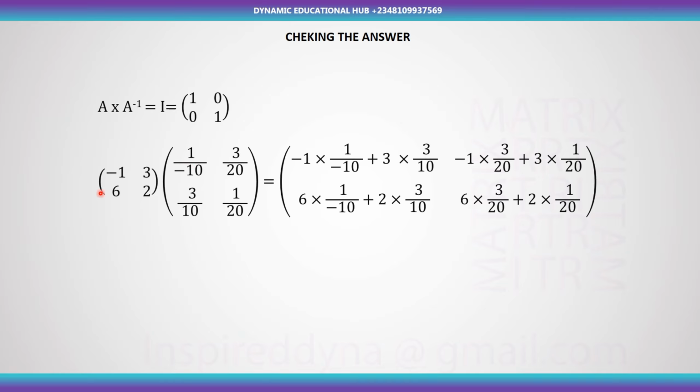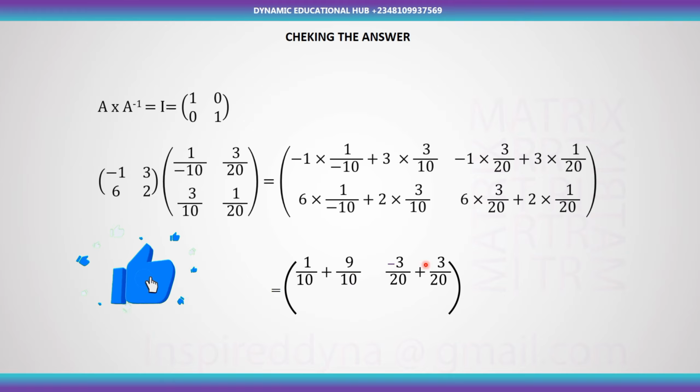If you haven't watched my video on vector multiplication, watch it. And that is what I've done here. I've multiplied this with this. So we are going to get this. So if we compute this value, what are we going to have? We are going to have 1 over 10 plus 9 over 10. This one becomes 9 over 10. This one becomes minus 3 over 20. And this one becomes 3 over 20.